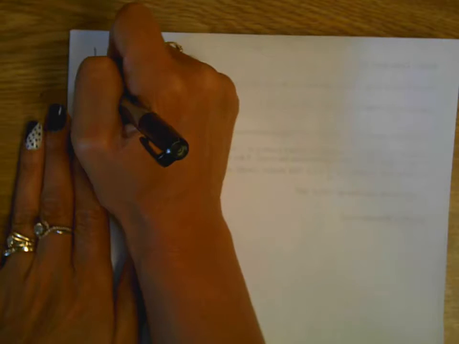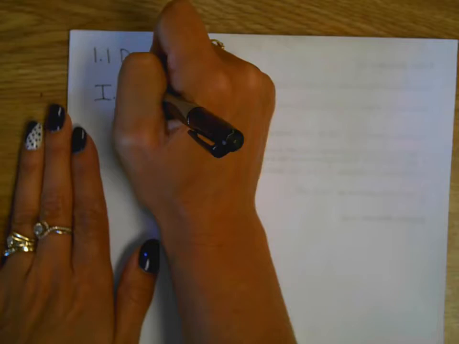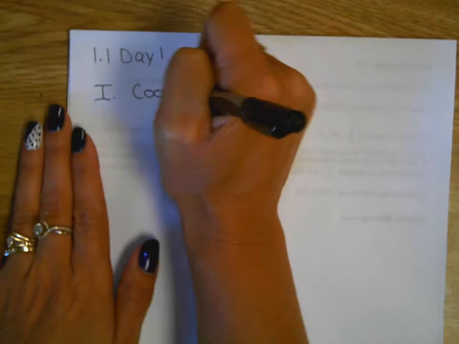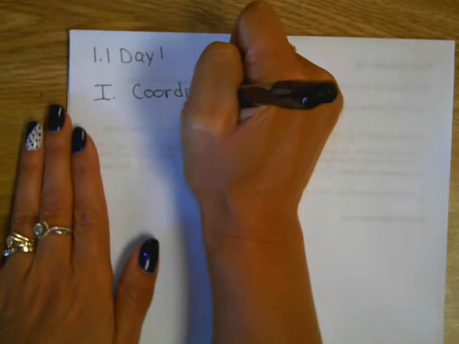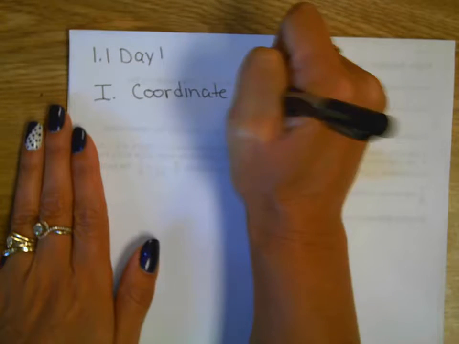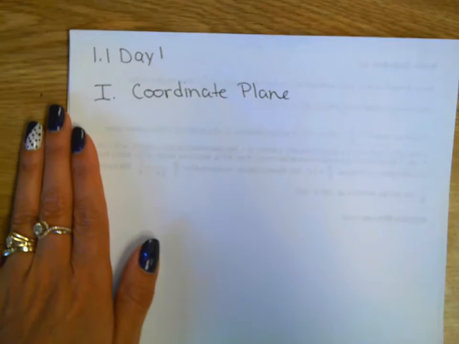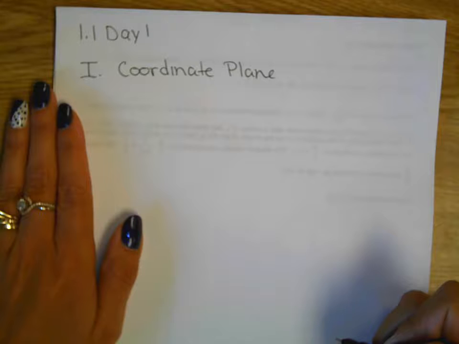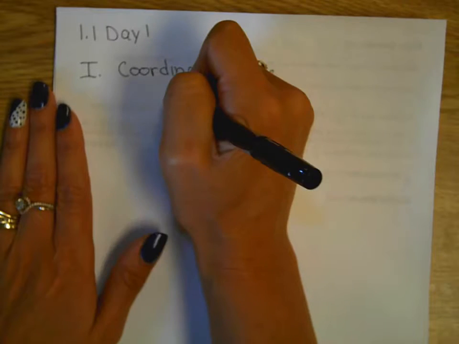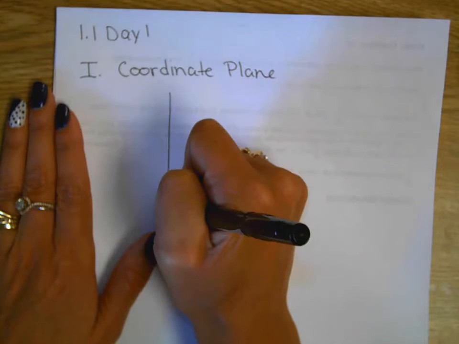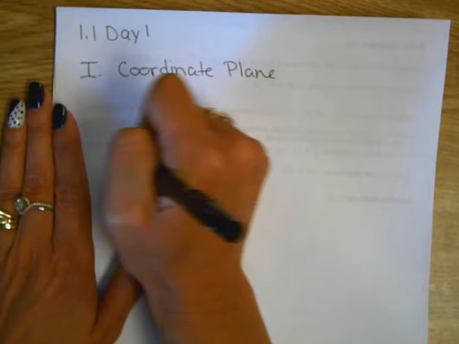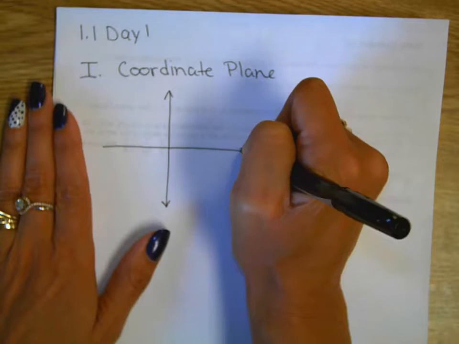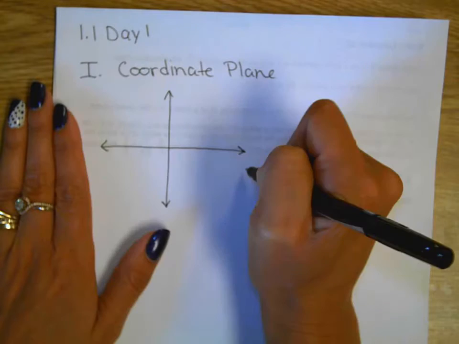Okay, first big idea. We're going to review the coordinate plane. What do you got to draw to make the coordinate plane? I heard it. 2 lines. What special lines are they? They have names. X and Y axis.